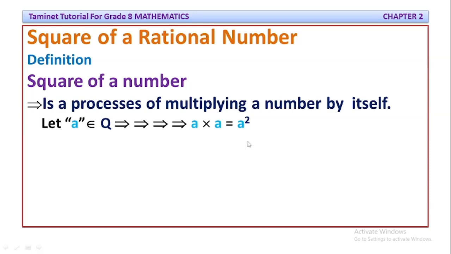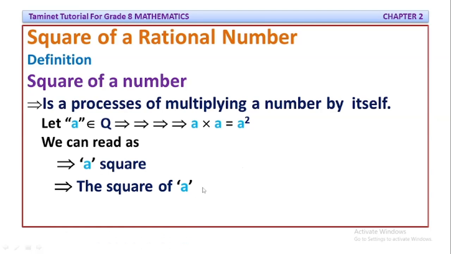So it's a process of multiplying a number by itself. So we can read as A square or the square of A. We can say A square or the square of A or A to the power of 2. This is the way how to read A to the power of 2, the same as A square and the same as the square of A. So this is the way how to define squares of a given number with its own explanation or with its own notation.